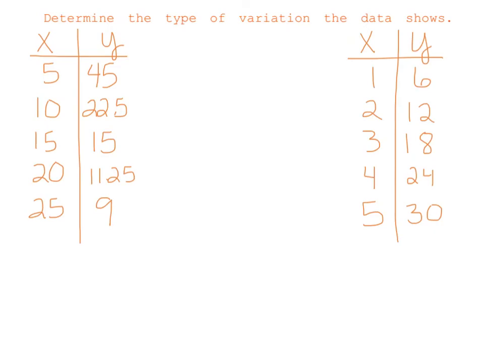Alright, these types of problems say determine the type of variation the data shows, and they'll give you a table of data. So you have to figure out if it's direct or inverse. What you want to do is think, okay, when it's direct, we know that it's y equals a constant times x. So that means that our constant is equal to y divided by x. That means that if I have a bunch of data in a table and I take the y and I divide it by x, every time I should get the same answer.